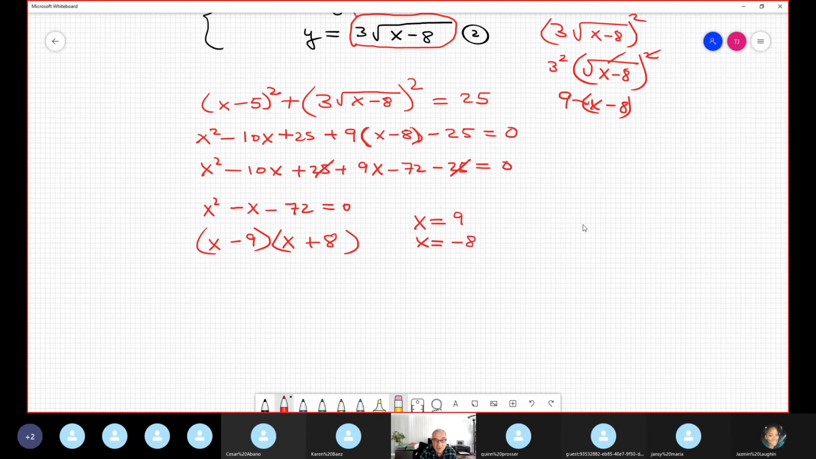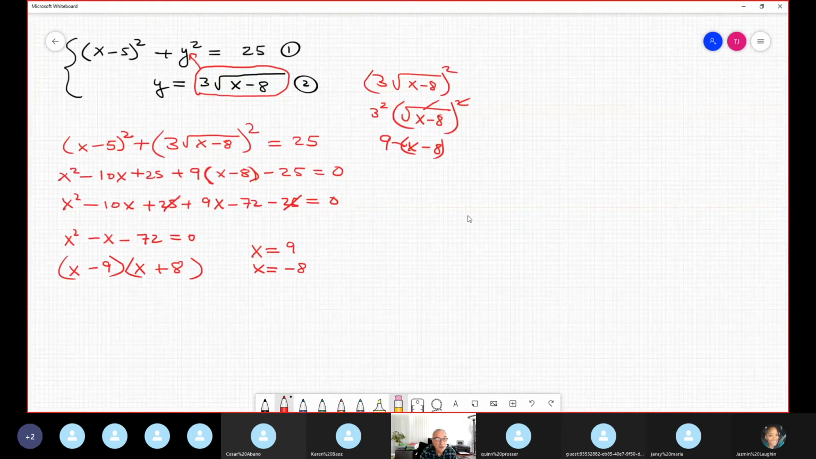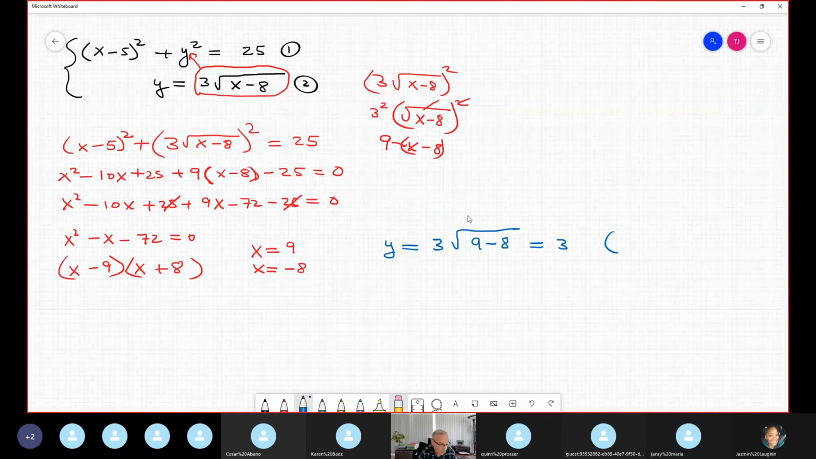In order to find the y value associated with this x value, I substitute into, in my opinion, the easier equation, the second, because y is isolated, waiting for me to find the value. So it's 3 times square root of 9 minus 8, that is 3 times square root of 1. Wow, we discovered the point 9, 3.